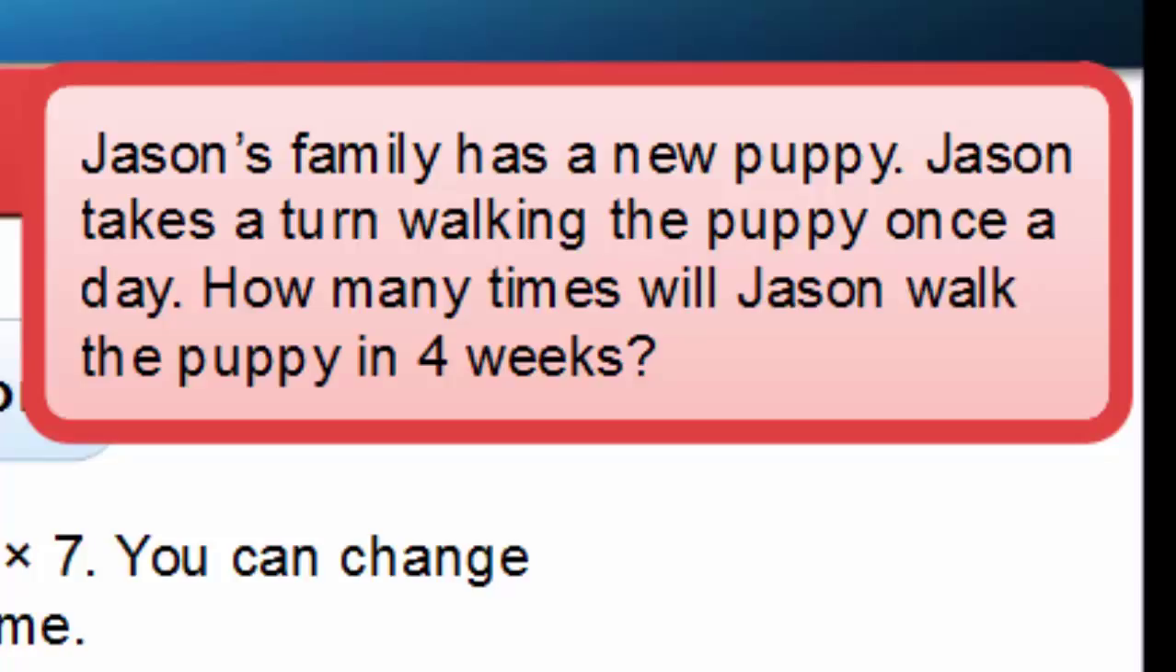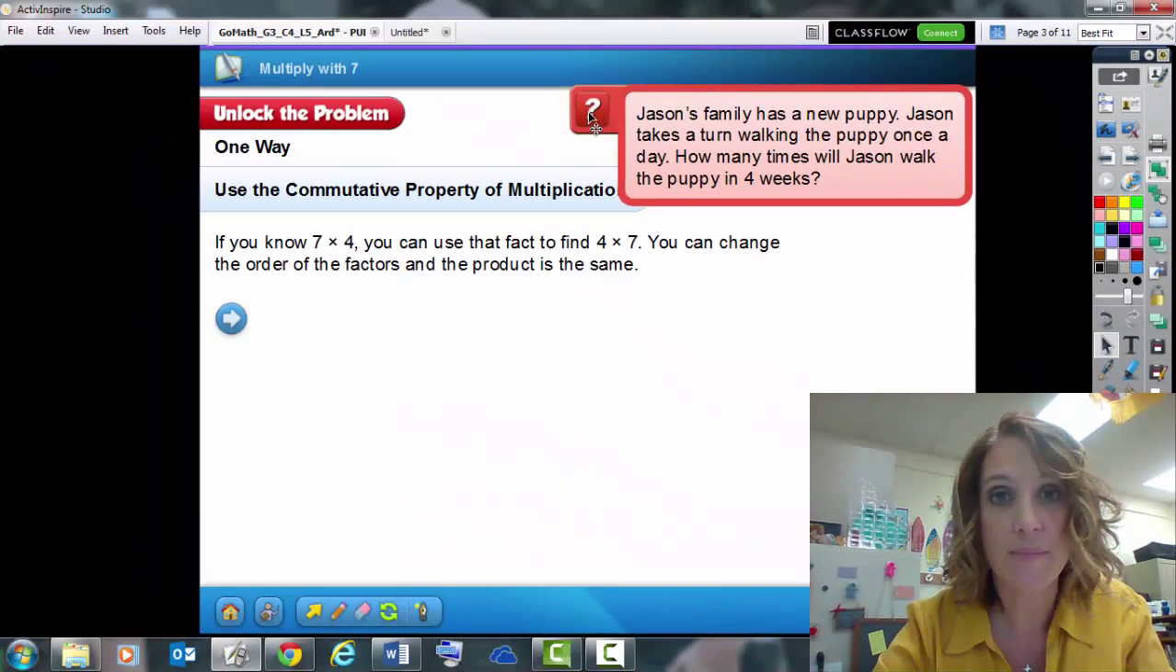So he's going to walk the puppy once a day. And how many times will he walk the puppy in 4 weeks? I think the first question we need to ask ourselves is, how many days are in a week? That's right, 7. And that's also the factor that we are studying today. So he's going to walk the dog 7 days every week, but for 4 weeks. So now we need to find out how many days that will be.